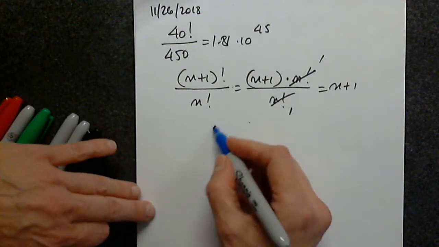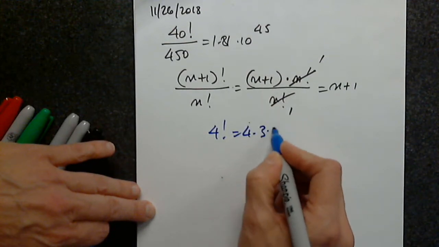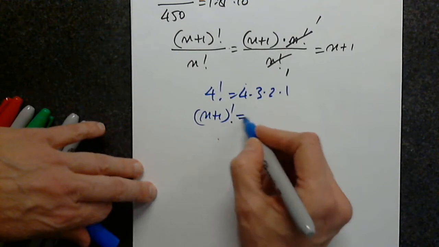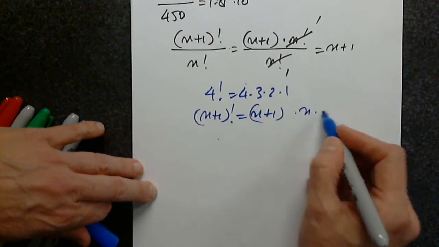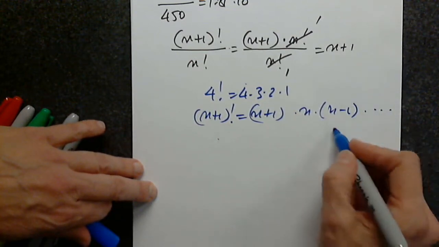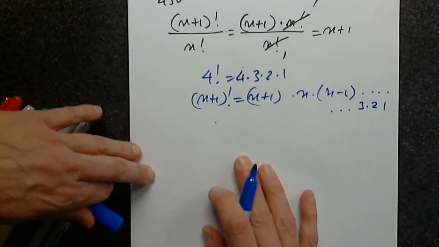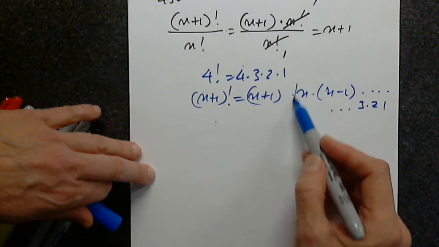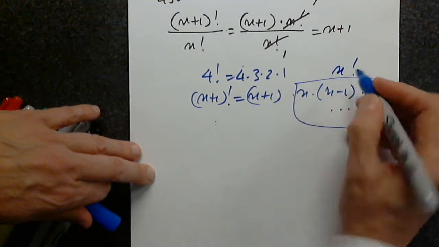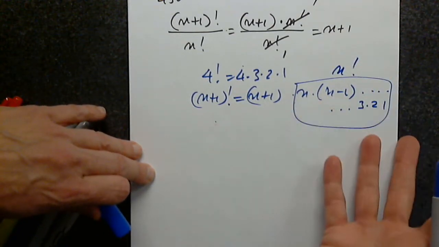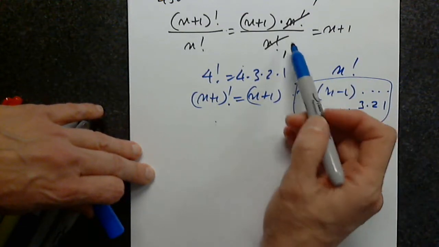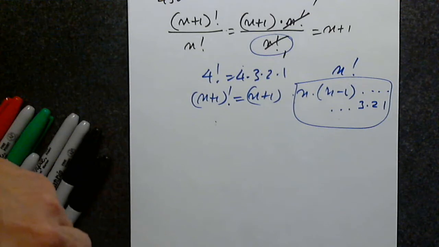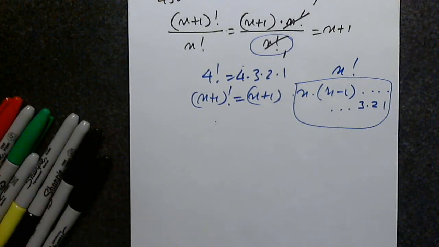By definition, 4 factorial is 4 times 3 times 2 times 1. So if I have (n plus 1) factorial, that will be n plus 1 times n times n minus 1, dot, dot, dot, 3 times 2 times 1. But instead of doing all that, I stop at this piece and consider this one to be n factorial, because that's what it is. Why did I stop? Because the denominator has an n factorial. There is no point in continuing and then having to simplify a bunch of factors.